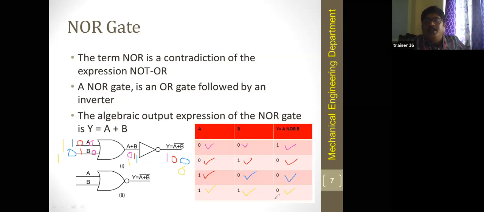Truth table, that is T-R-U-T-H, truth table. I'm writing here truth table, so I'm writing here neatly. It is a truth table, right?